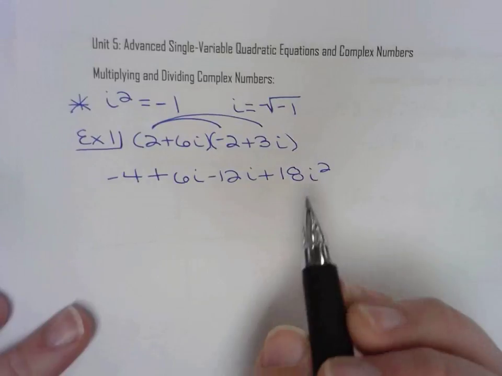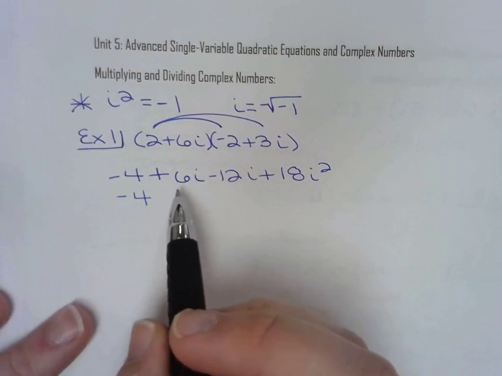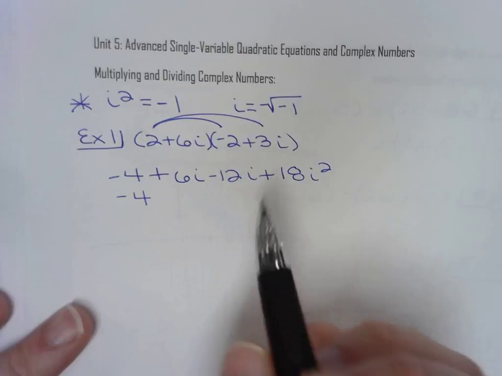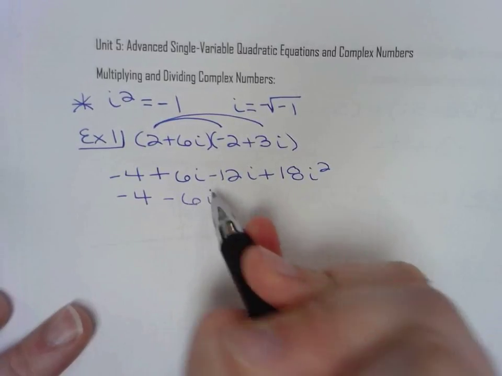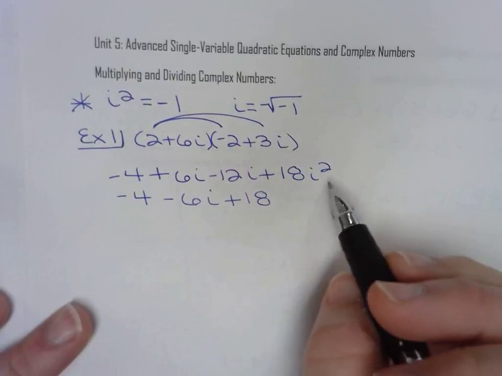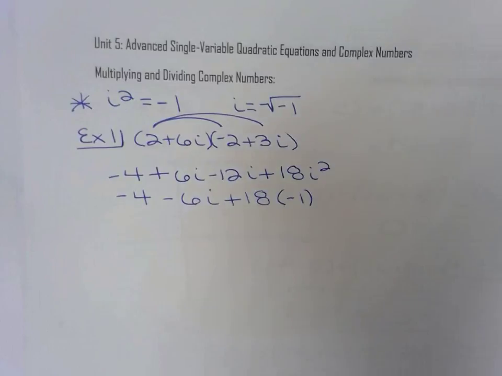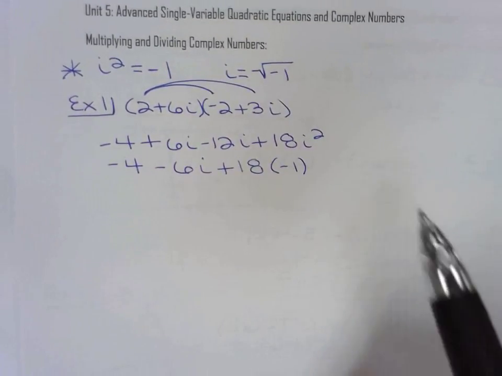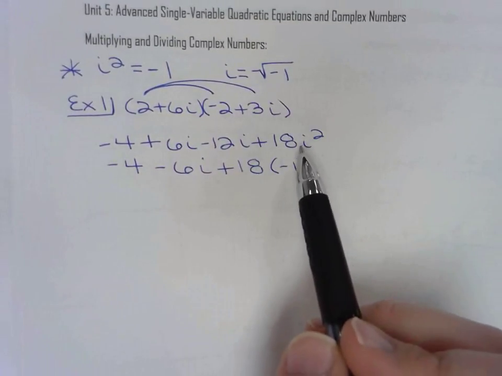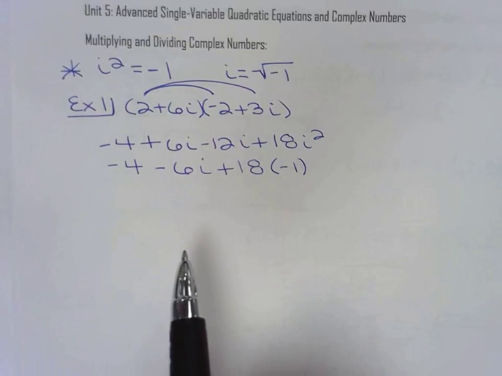Okay, now, as I look at this, just like we do with normal foiling, let's combine. What's 6i minus 12i? Okay, now here's the difference. The only thing that's different than normal foiling. Anytime you end up with an i squared, you have to plug in a negative 1 there. i squared is equal to negative 1. So anytime you end up with an i squared, you plug in a negative 1.